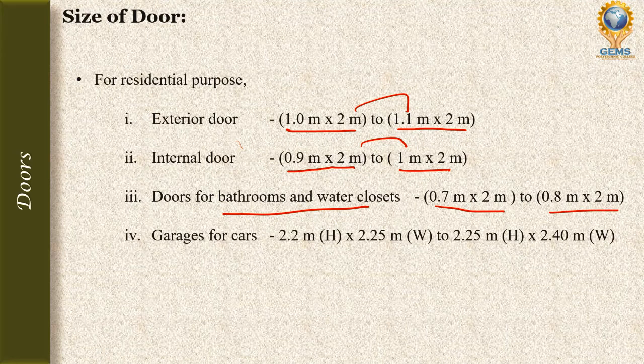And if you are going to use the door for garages of cars, then your height will be 2.2 meter. Here it is height. So here height will be 2.2 meter to 2.25 meter, and width 2.4 meter. So you can use it for the garages of the car.